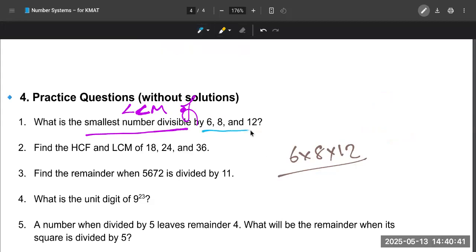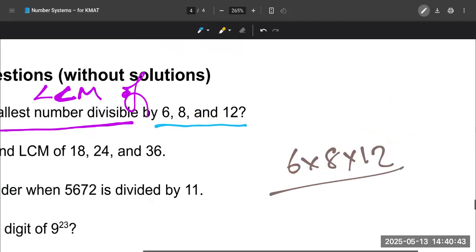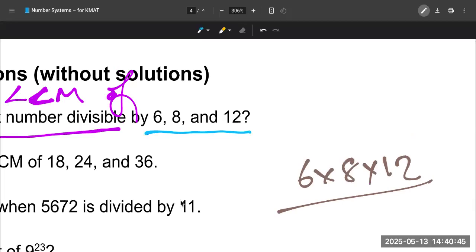So we have 6, we have 8, and we have 12. We can forget about 6. So 6 and 12. What is the HCF and LCM of 6 and 12?